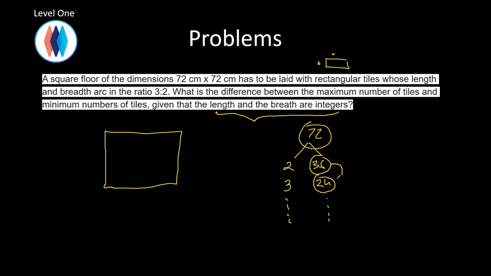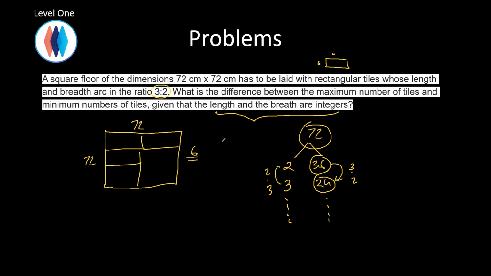So 36 and 24 is the ratio 3 is to 2. And here I have 2 is to 3, or basically 3 is to 2 if I reverse the tiles. So what I will actually have here is these two numbers, 72 and 72. How many tiles would I actually need? 36 will cover half of it. And 24 basically means I'll need 3 of this here, right? So I have a total of 6 tiles, and this is the minimum I require.